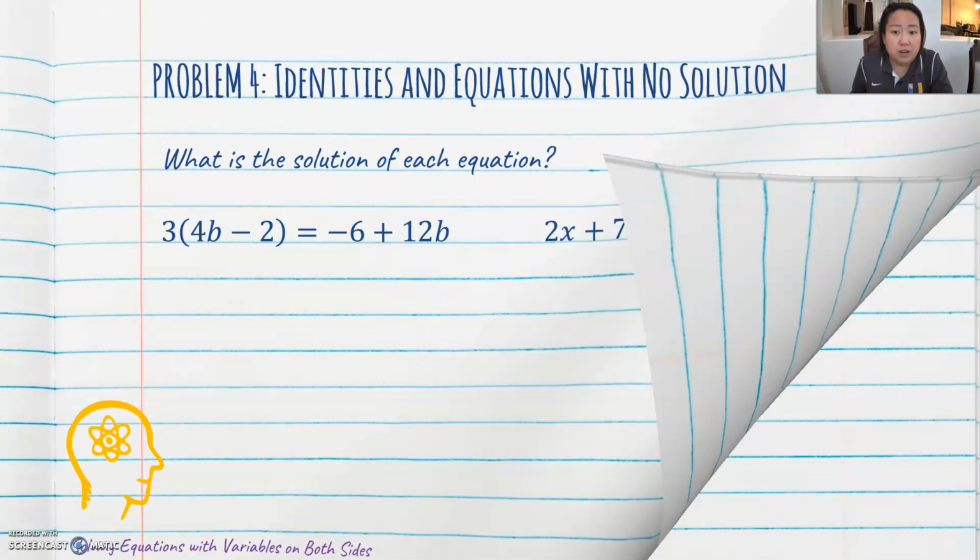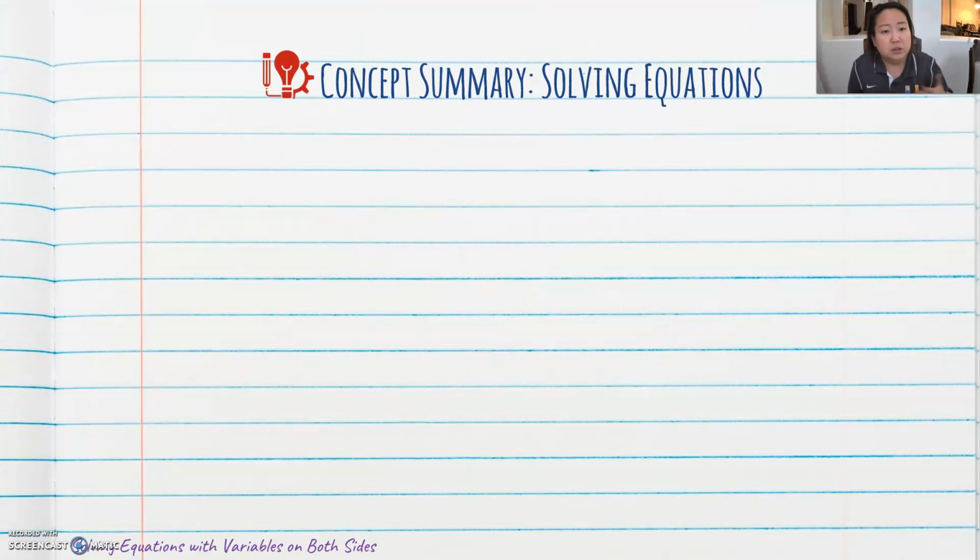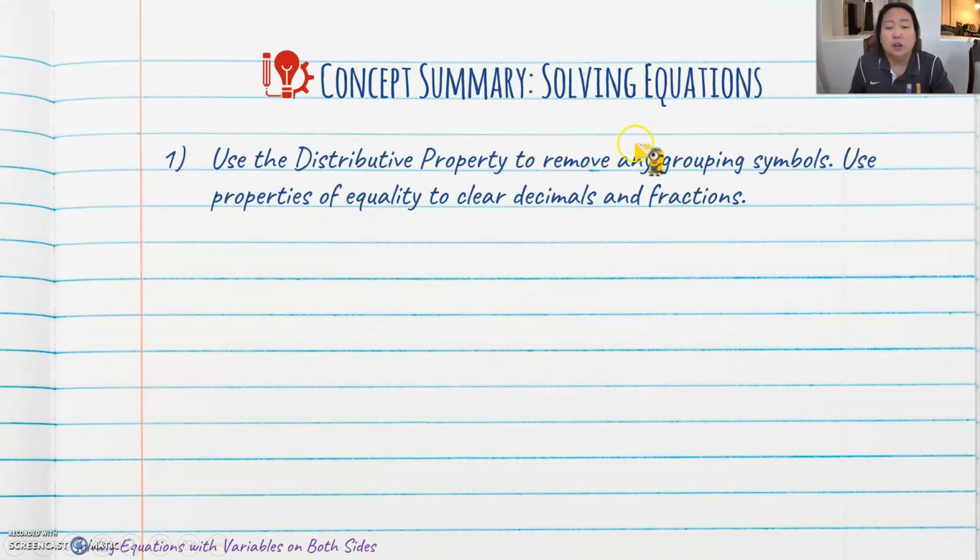So to summarize all the topics that we talked about on solving equations, step number 1, always try to see if there's anything that you can distribute, okay? Because your goal is to remove any grouping symbols, okay? Distribute. Now, if ever there are fractions or decimals, you can use your properties of equality. Make sure that no decimals, no fractions in there. Fractions, you need to multiply by the LCD. Decimals, you have to multiply by a power of 10 based on the number of decimal places.